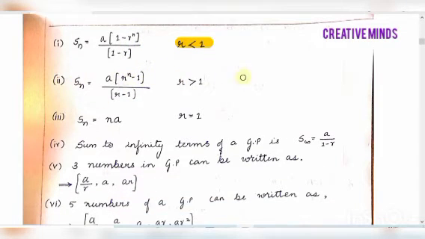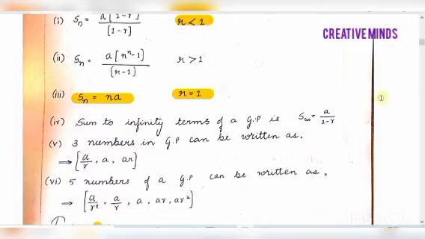When R is greater than 1, that is, the common ratio in GP is greater than 1, then we have to use this formula to find the sum of n terms in GP. That is Sn is equal to A into R to the power of n minus 1 divided by R minus 1. When R is equal to 1, that is, the common ratio is equal to 1, then Sn is equal to n into A. That is for the sum in GP.